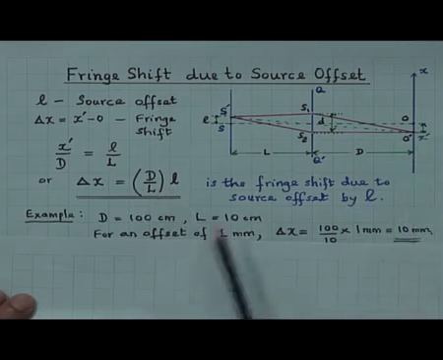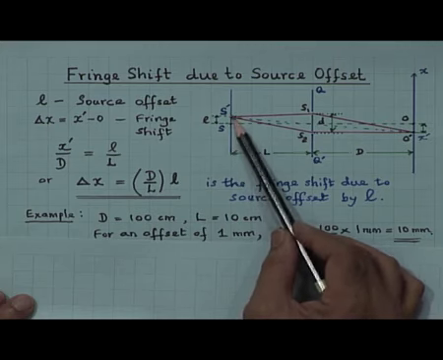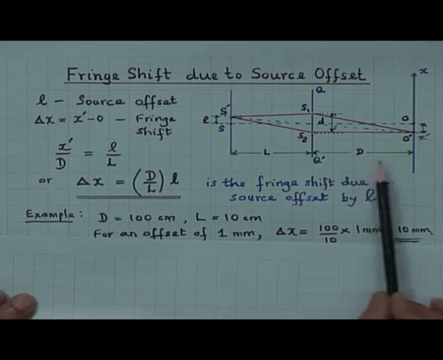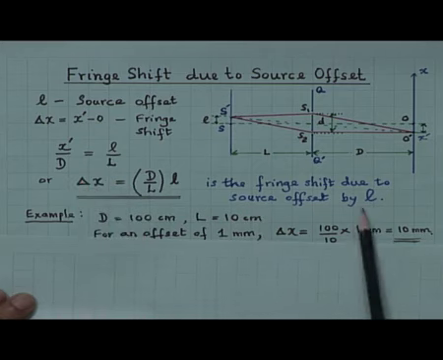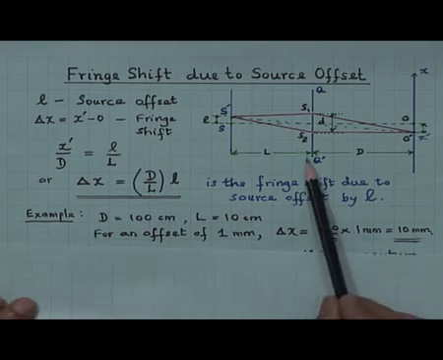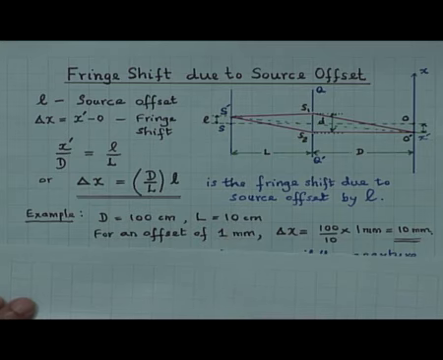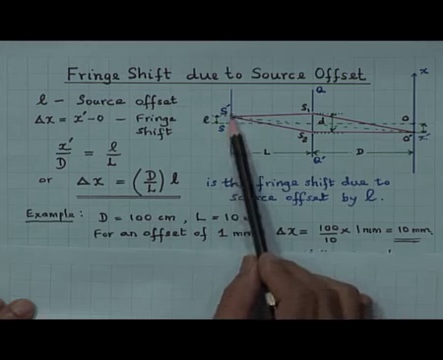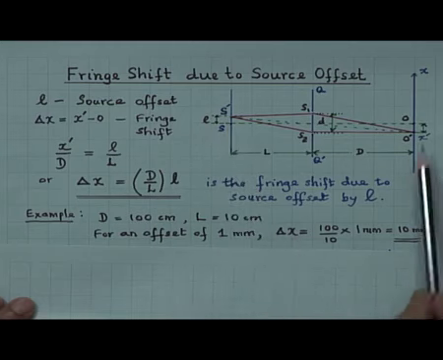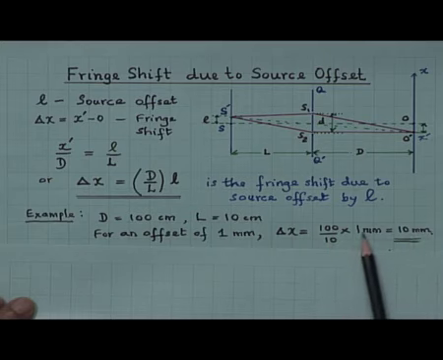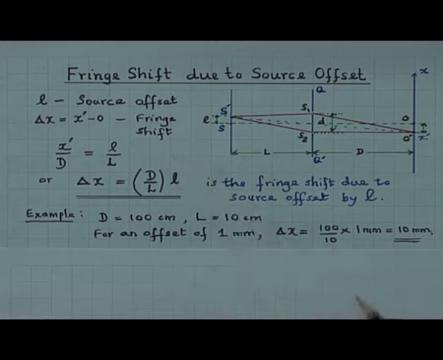D by L into l. In other words, if the source S is offset by a certain amount and the corresponding separations D and L are given, then you can determine the fringe shift. So it is the fringe shift due to source offset by l. Take an example, put some numbers: typically D is about 100 centimeters, and L could be tens, maybe 10 or 20 centimeters. I have taken L equal to 10 centimeters. For an offset of just 1 mm here, this is the perpendicular bisector, an offset of 1 mm leads to a delta x, a shift, of 100 by 10 into 1, that is 10 mm, almost 1 centimeter shift. A typical idea to see how the fringe shift takes place.